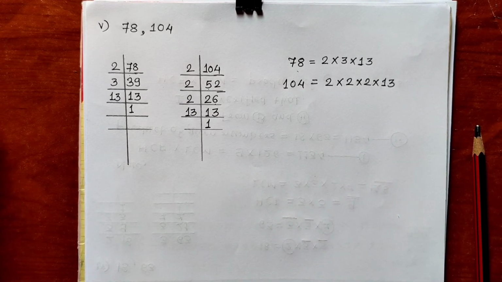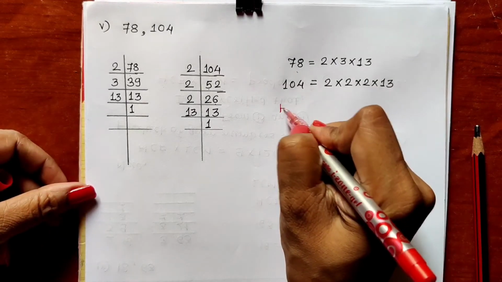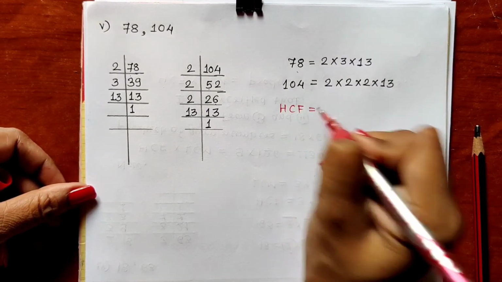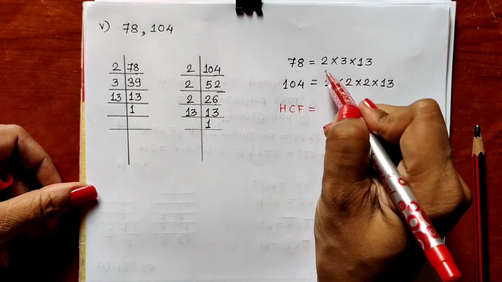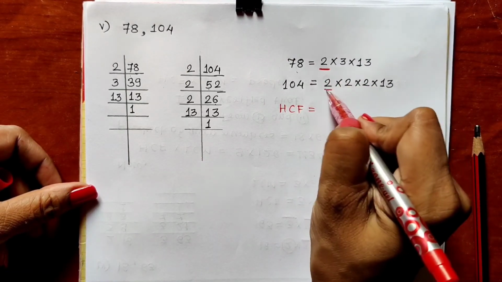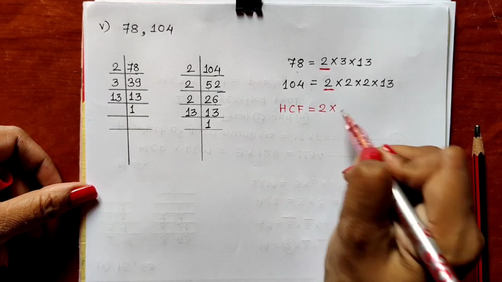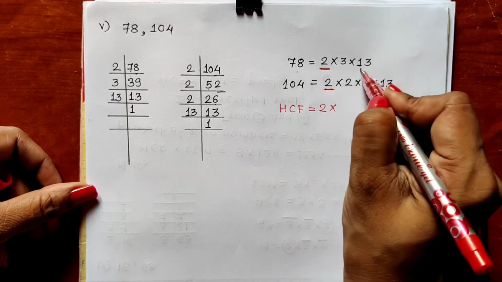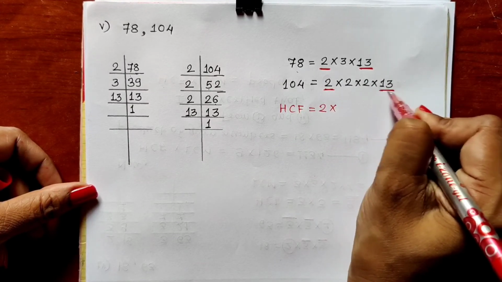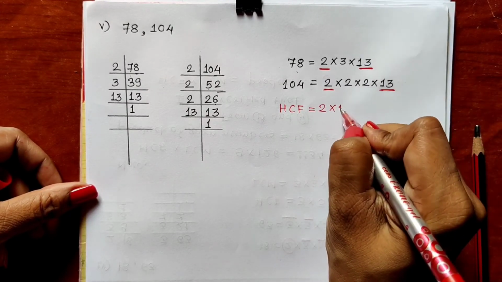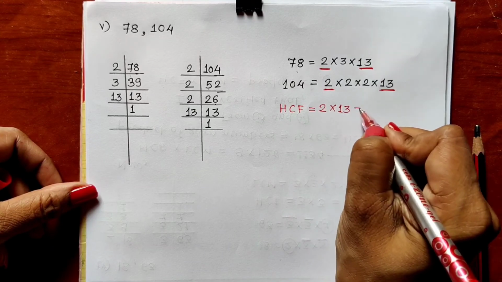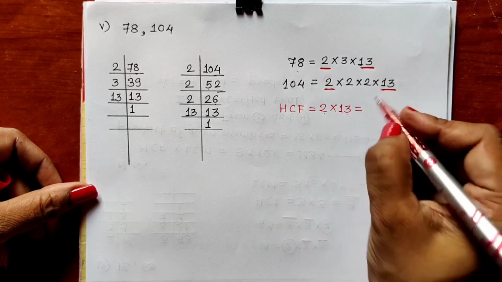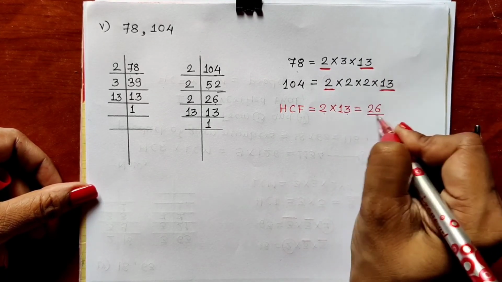So in this way we have got the prime factors of both these numbers. Now let us find out SCF. SCF means the multiplication of common factors. So let us underline the common factors. 2 is a common factor. So we write this 2 one time. Again 2 is not there in 78. Directly we are having 13. 13 is the common factor. So 13 we write one time and SCF is 2 into 13 which is 26.